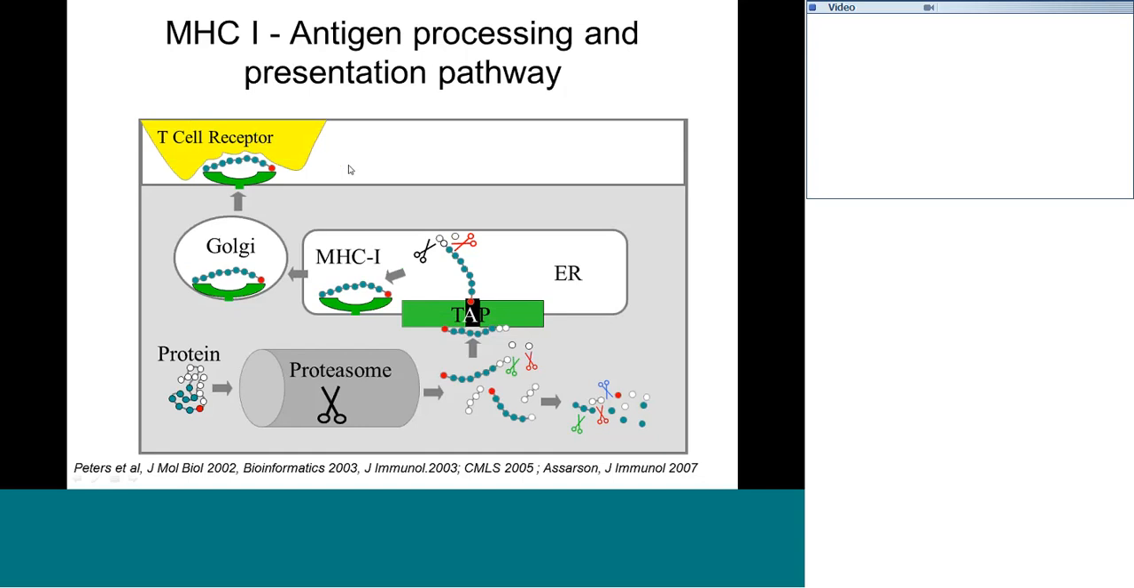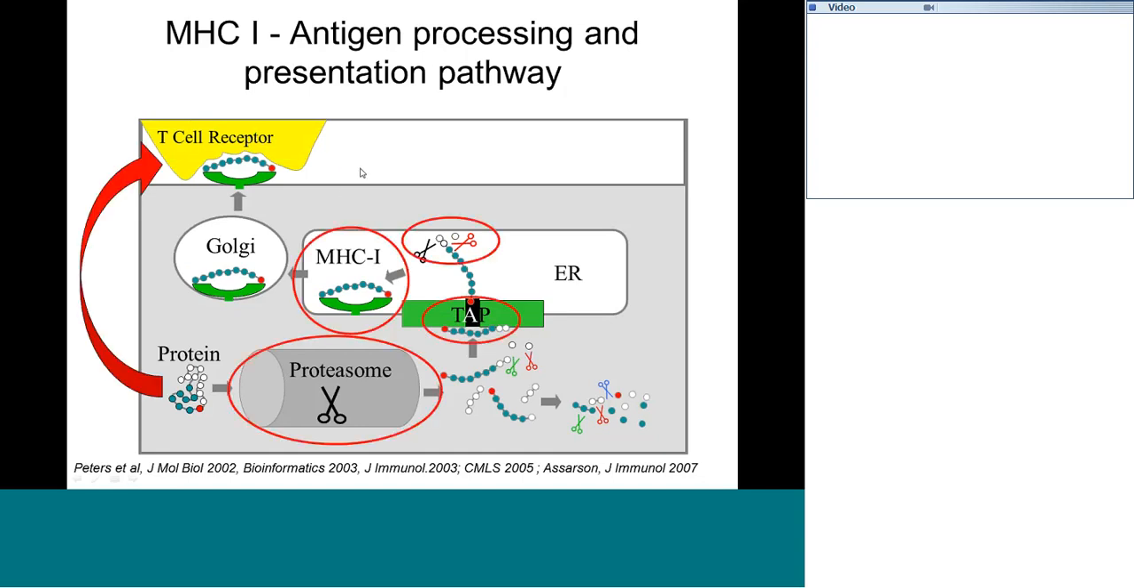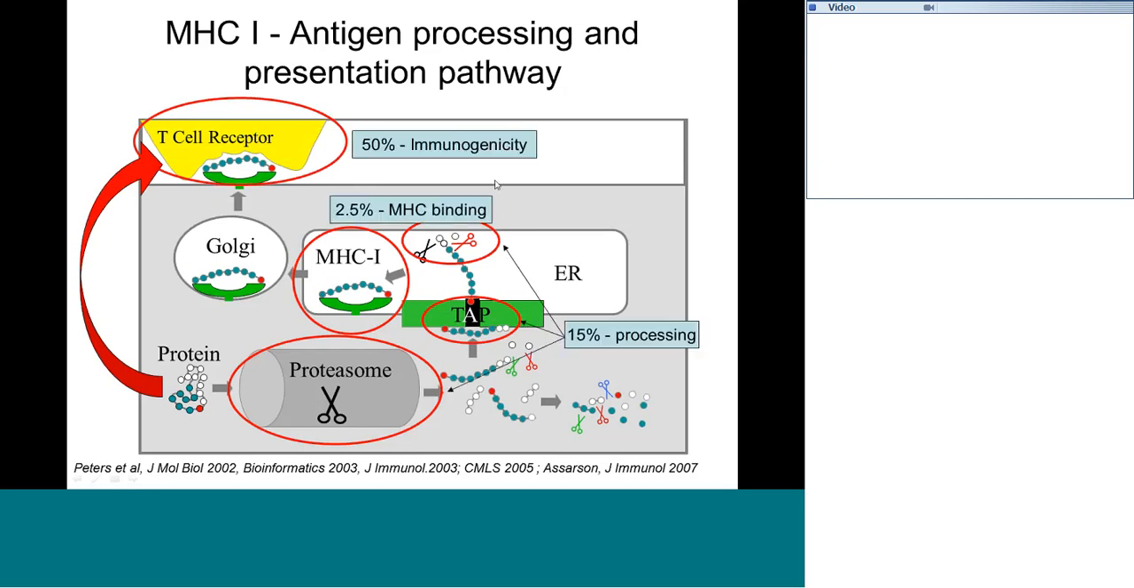And as you see, there's multiple steps involved in this, and each of these steps has actually been characterized experimentally to some degree. And we have quantified how important they are. So essentially, about 15% of all possible peptides are generated and are available for MHC loading in the ER. Within these, maybe 2.5% at best are capable of binding to MHC.